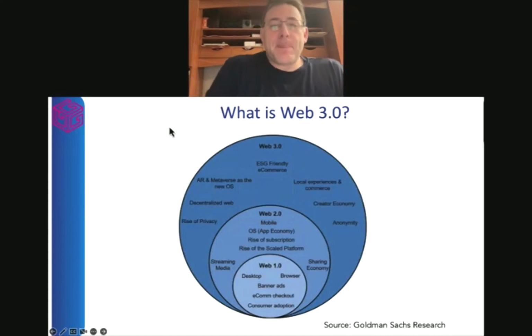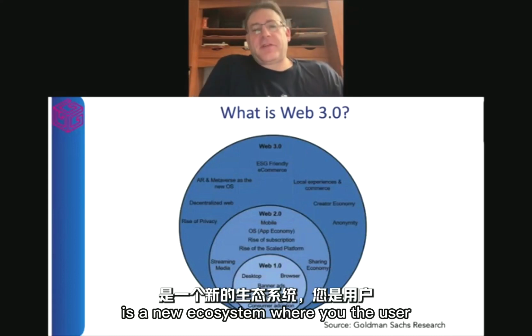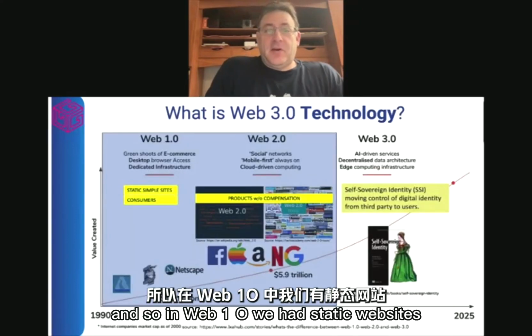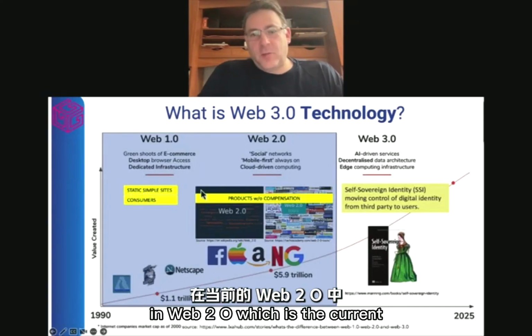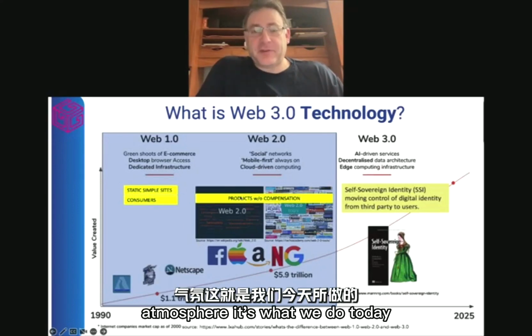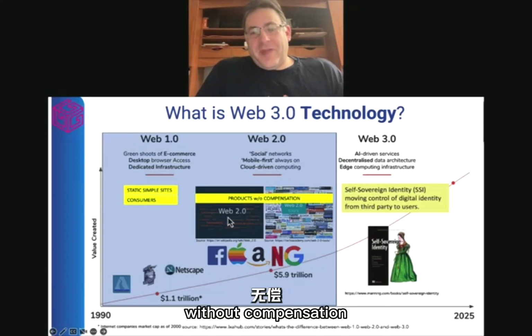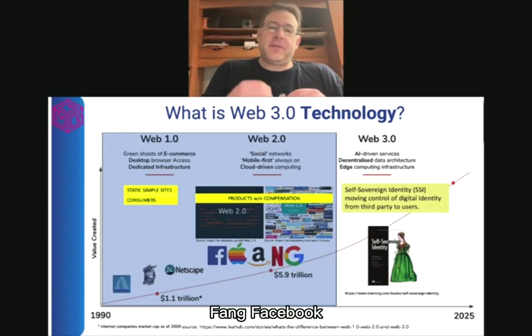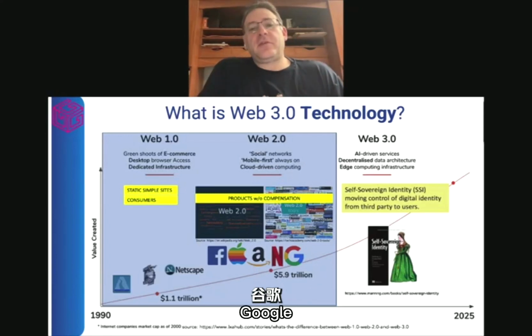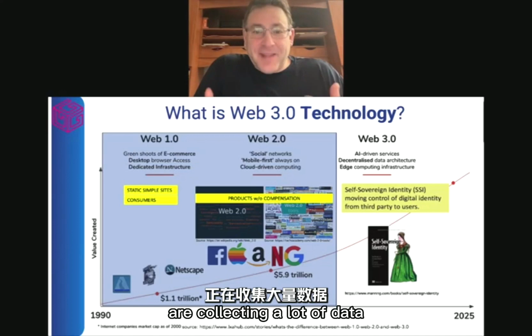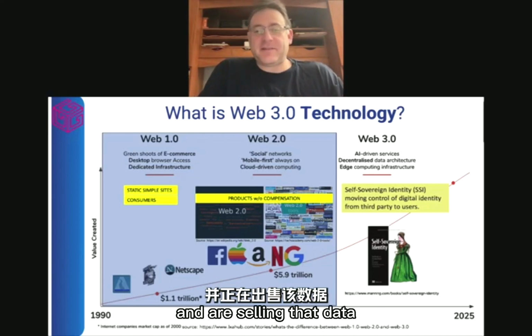Web 3.0 is a new ecosystem where you, the user, should own and control your data. And so in Web 1.0, we had static websites, and we were all consumers. In Web 2.0, which is the current atmosphere, it's what we do today, we are products without compensation. FANG, Facebook, Apple, Amazon, Netflix, Google, all of these Web 2.0 providers are collecting a lot of data and are selling that data.